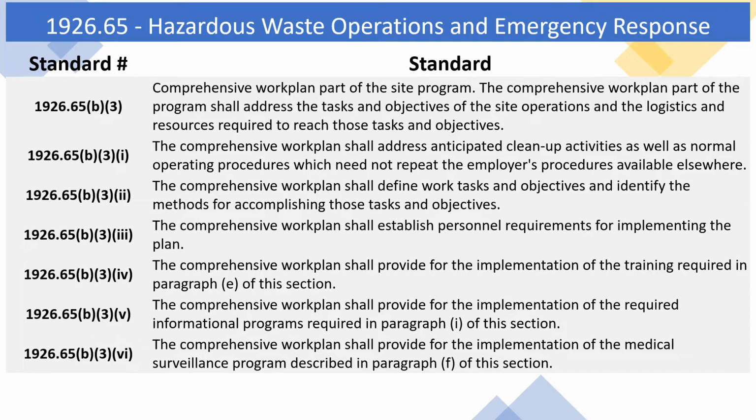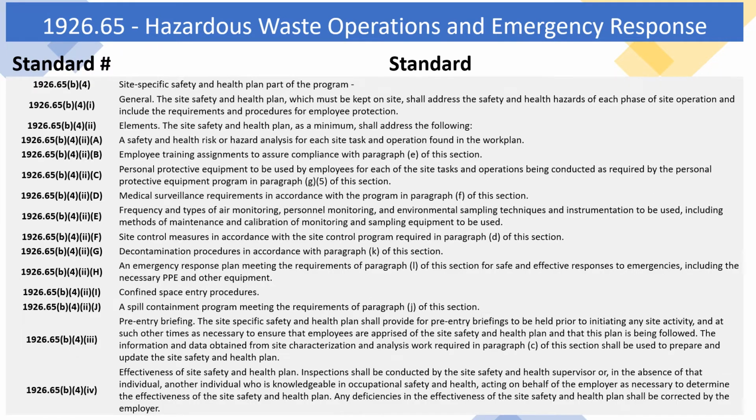1926.65(b)(3)(vi). The comprehensive work plan shall provide for the implementation of the medical surveillance program described in paragraph (f) of this section. 1926.65(b)(4), Site-specific safety and health plan part of the program. 1926.65(b)(4)(i), General. The site safety and health plan, which must be kept on site, shall address the safety and health hazards of each phase of site operation and include the requirements and procedures for employee protection.